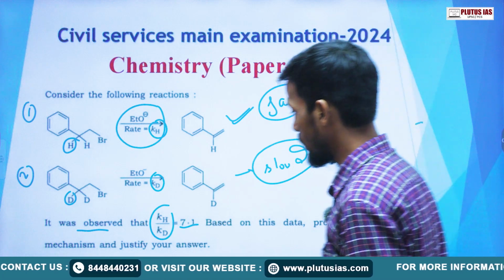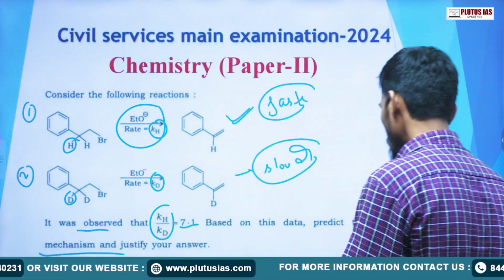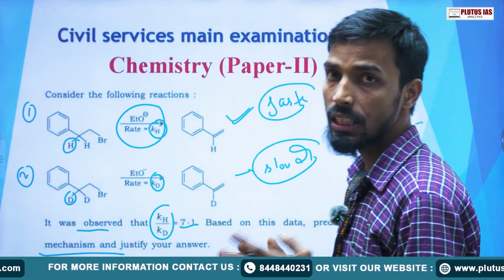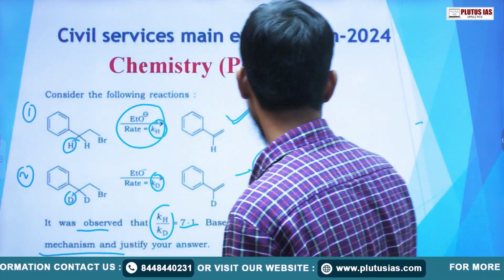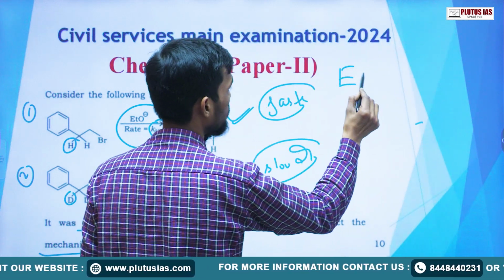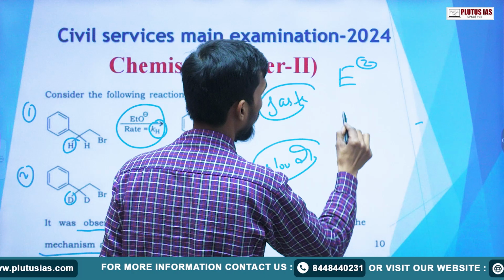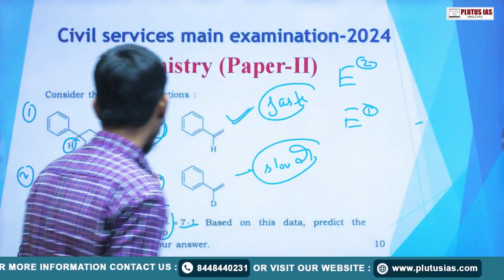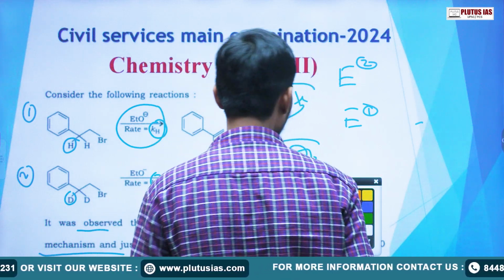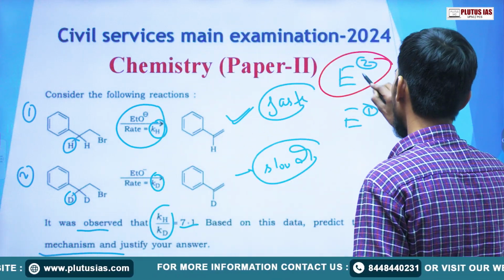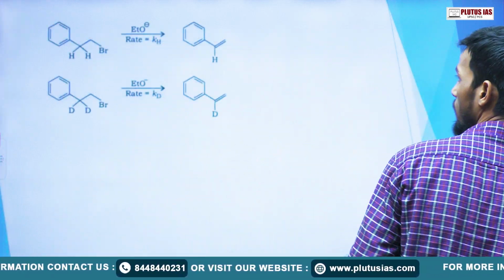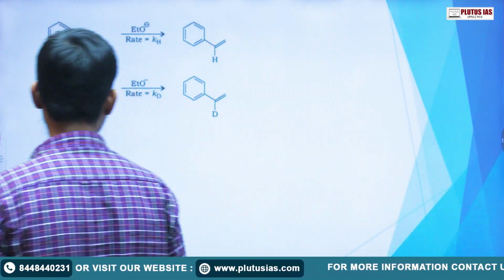On the basis of the data, we have to predict which mechanism this reaction follows. Generally elimination is going to take place, so the most likely mechanisms are either E2 or E1. And we know a strong base is given, which gives us an idea that it will most probably follow the E2 mechanism. So this is the reaction which is given here.